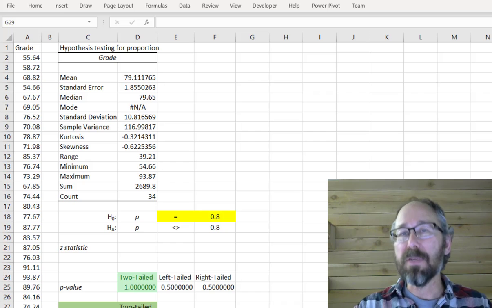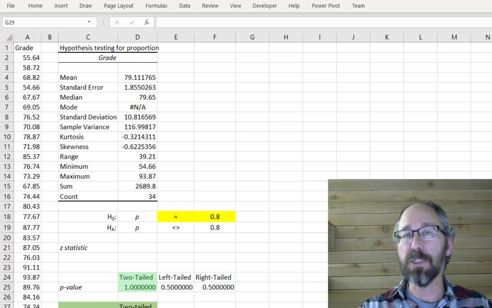Let's tackle hypothesis testing for proportion. Now you can see in front of you that I've copied most of the content from the hypothesis testing for the mean worksheet over to get this started for proportion. There's no need in us duplicating the work that applies to both of them.